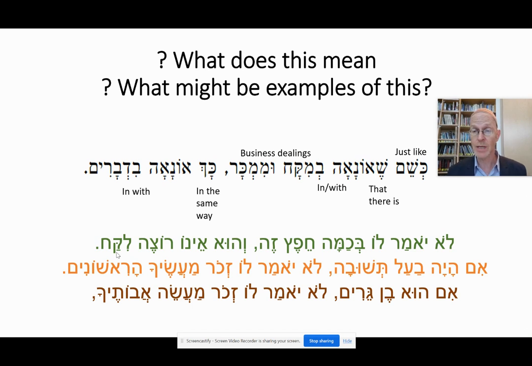Okay. The next case of ona'at devarim. Im haya bal tshuva. If someone wasn't religious and they became a bal tshuva, a name for someone who decides to be religious again, lo yomar lo, don't say to that person, zechor ma'asecha rishonim. Don't say to that person, I remember when you weren't religious. Don't remind that person of when they weren't the way they are. What might be a modern day example of this? Not talking about someone who is a baal tshuva, but someone who has changed in another way. That's question number 10.